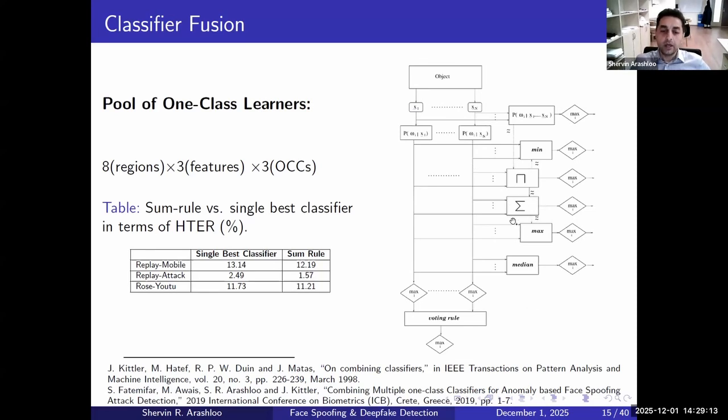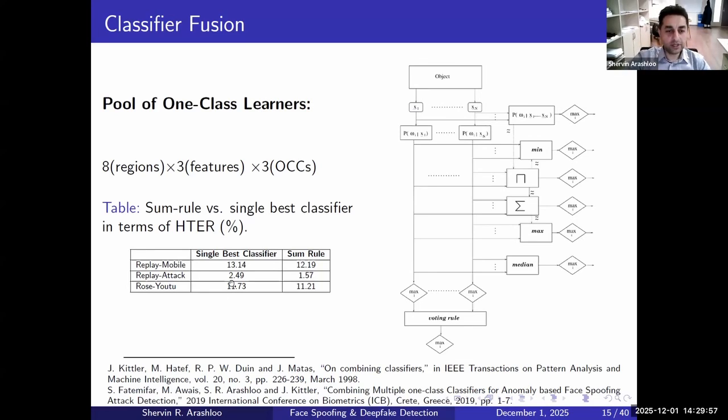The idea is that because we expect different classifiers to have more or less independent predictions, after normalizing the outputs of the classifiers, if we combine the outputs using a simple sum, the output of the fusion is expected to perform better than each single one of those classifiers that are enrolled in the ensemble. So skipping the details, we have used from each face image 8 different regions, extracted 3 different types of features, and then used 3 different one-class classifiers. So in total, 48 classifiers we used.